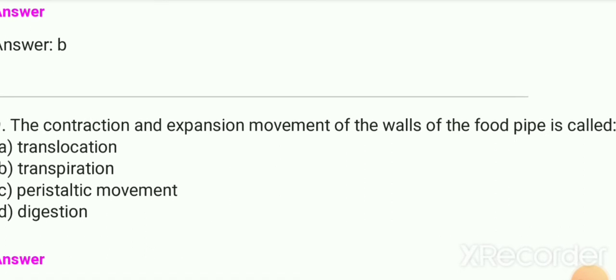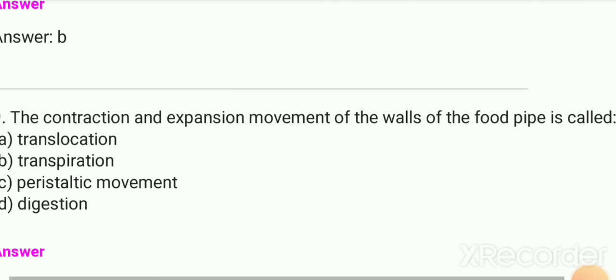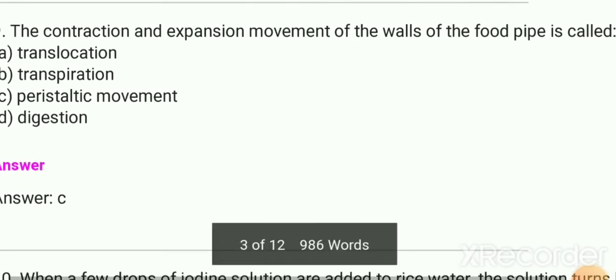Question 9. The contraction and expansion movement of the wall of the food pipe is called translocation, transpiration, peristaltic movement or digestion. Remember one thing, if there are terms like contraction and expansion, then the answer will be peristaltic movement, also called peristalsis. That is the expansion and contraction movement of the food pipe. So here the answer will be option C.